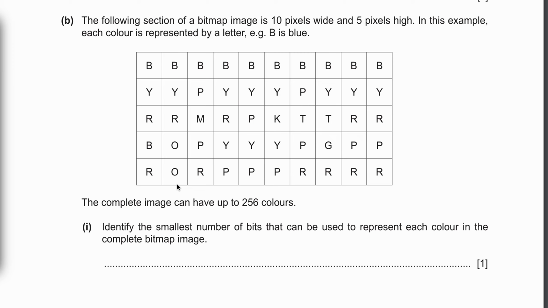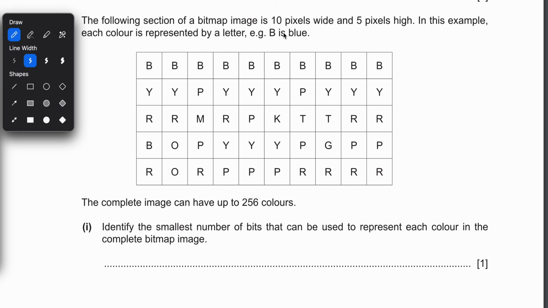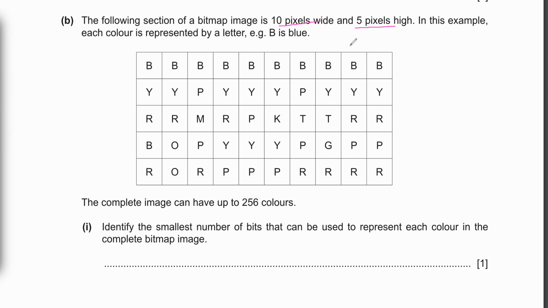The following section of a bitmap image is 10 pixels wide, 5 pixels high. In this example, each color is represented by a letter, either B for blue, maybe O for orange, P maybe for pink, Y for yellow, R for red, I don't care. From this information, I can already calculate the image resolution: 5 times 10, giving me 50 pixels.